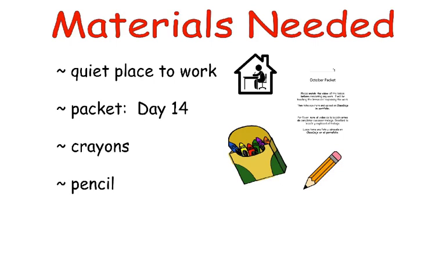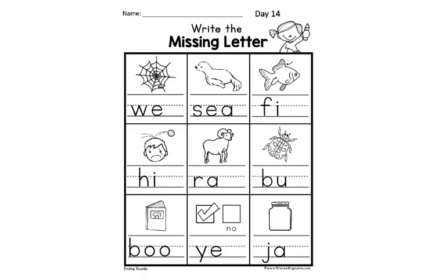Some materials that you're going to need are your quiet place to work, your day 14 pages in your packet, your crayons, and a pencil. So our first job is going to be writing the missing letter. So let's start by writing our names, first and last name.